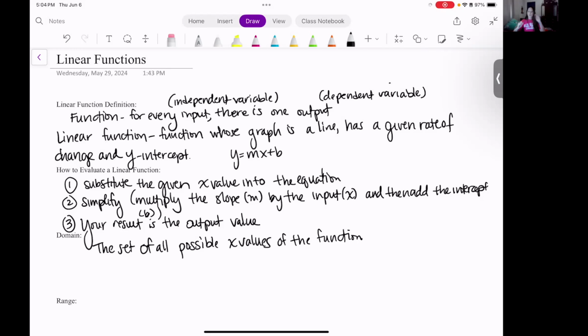Domain goes with x. I like to think of x comes before y in the alphabet and d comes before r in the alphabet, so domain and x go together. The range is the set of all possible y values of the function.